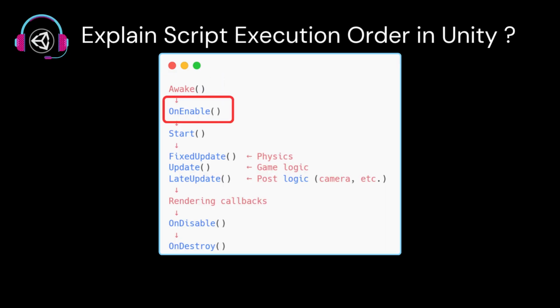Next is OnEnable. It's called every time the object becomes enabled and active in the scene. It is always called after Awake on the same object, before any Start call. This is useful for subscribing to events and resetting the object state when reactivated.